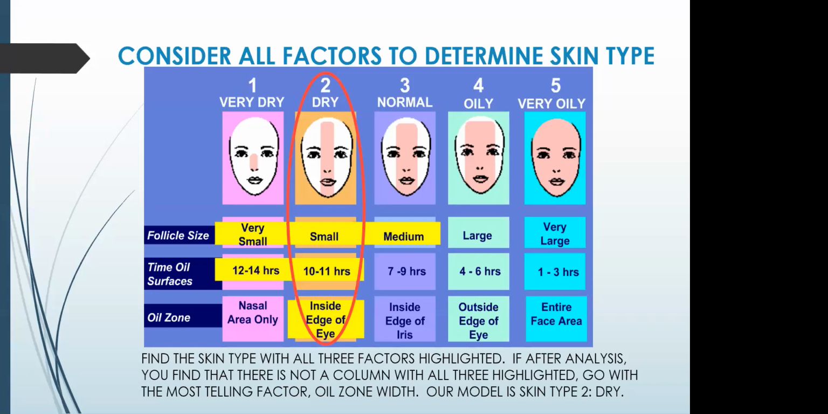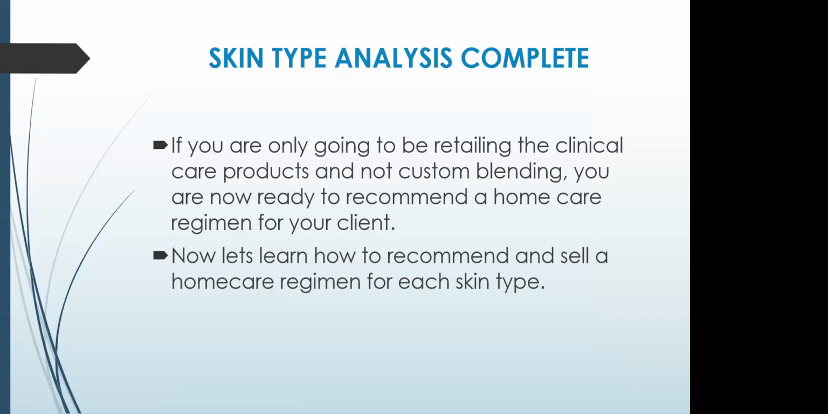If after your analysis you find that there is not a column with all 3 highlighted, then you would choose the most telling factor, which is the oil zone. But for our model, we do have all 3 highlighted, and our client's skin type is skin type 2, dry. So now your skin type analysis is complete.